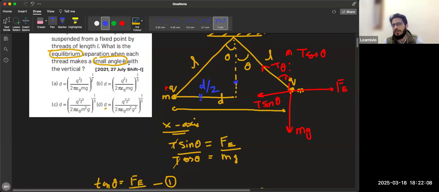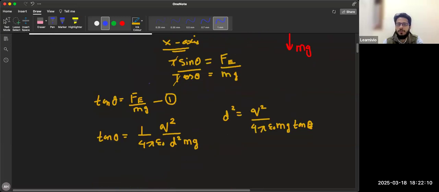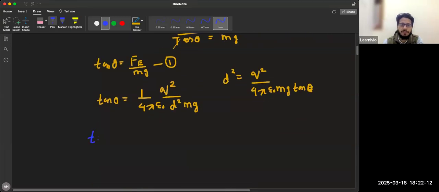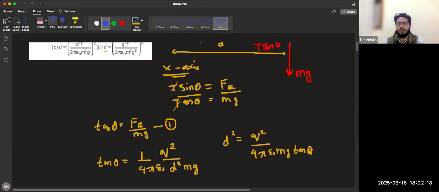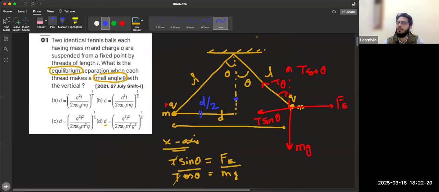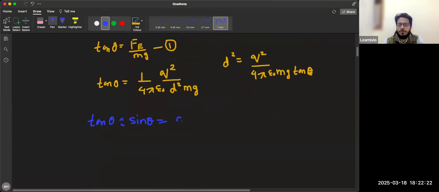But since it's given that it's a small angle, I can save my time. I can simply write tan theta as almost equal to sine theta. And what is sine theta? Sine theta is perpendicular upon hypotenuse. So this is d by 2 over L. So instead of tan theta, you can write d by 2L.